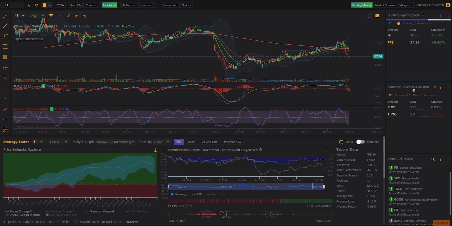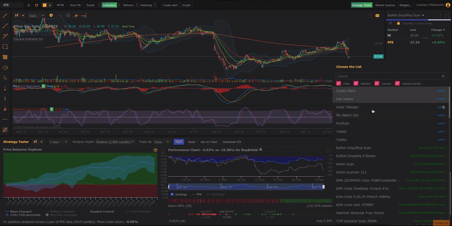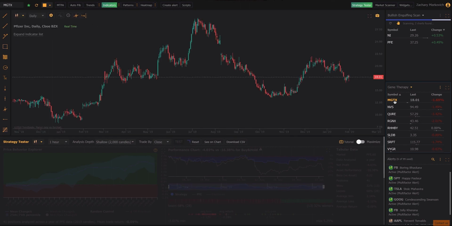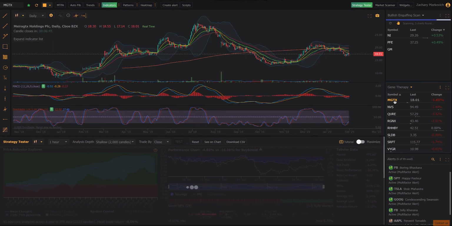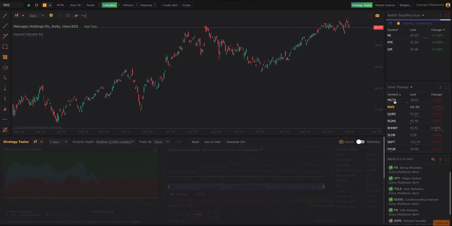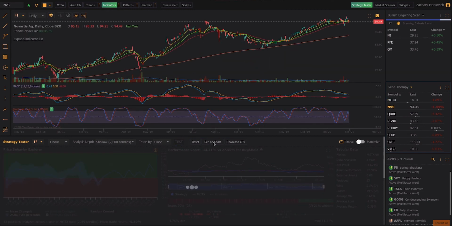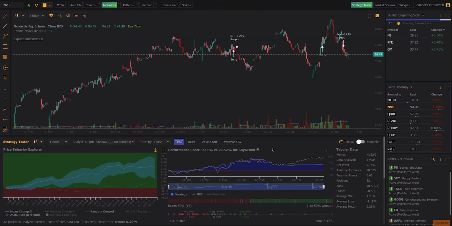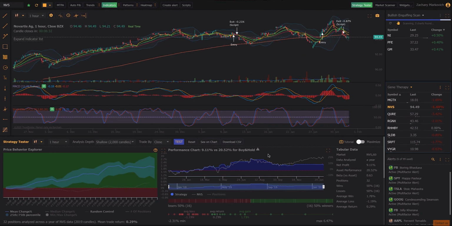If I had my own custom watch list that I wanted to backtest, I just go to my watch list. If I want to backtest my gene therapy watch list, I can start backtesting these tickers here. Right? And I could just keep going. Click see on chart, see what I would have done. And let's say I find something that I actually want that does perform pretty well. For example, this ticker here, we netted 9% return over the year, and that was good enough for me.